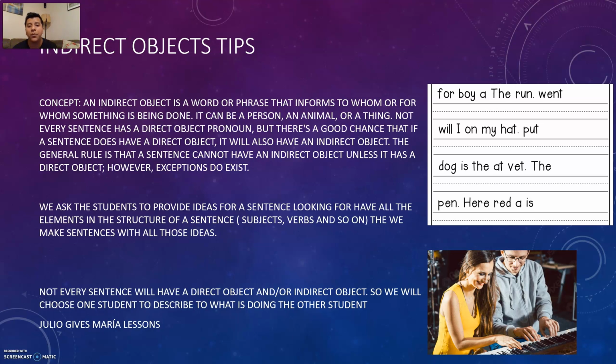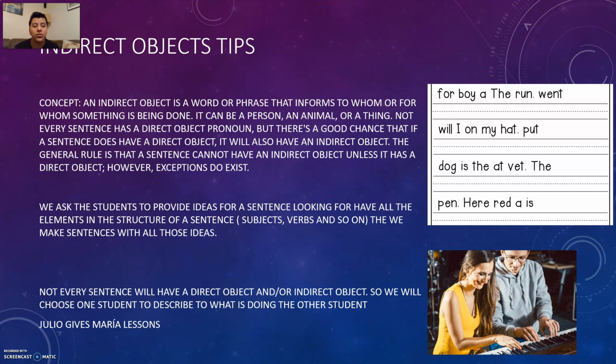So be clear with the concept of the indirect object. Here we have a couple of tips that we can develop in our classroom. We ask the students to provide ideas for a sentence, looking for all the elements in the structure of a sentence: subjects, verbs, and so on. Then we make sentences with all those ideas. Like in the first picture, in this order: for, boy, the, run, went. What's going to be the result? Will, I, on, my, hat, put, and the dog. We have to put these sentences in order.